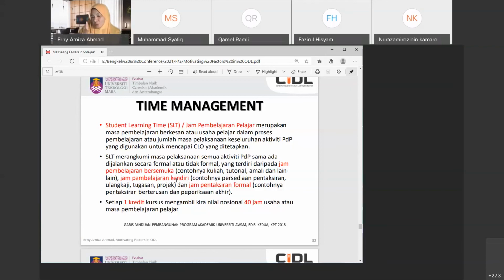Dia punya formula 1 kredit bersamaan dengan 40 jam. So meaning that kalau kursus you 3 jam, you ada 120 jam satu semester untuk belajar. Satu kursus 3 kredit, kali 40 jam, maksudnya you ada 120 jam untuk belajar. Kalau 4 kredit, you ada 160 jam untuk belajar. Banyak kan? Kalau you ada 3 subjek, kali sendiri lah berapa kredit. You nampaklah jumlah jam yang sepatutnya you spend untuk belajar semester tu. Itu semua adalah tanggungjawab yang dah diamanahkan kepada you.